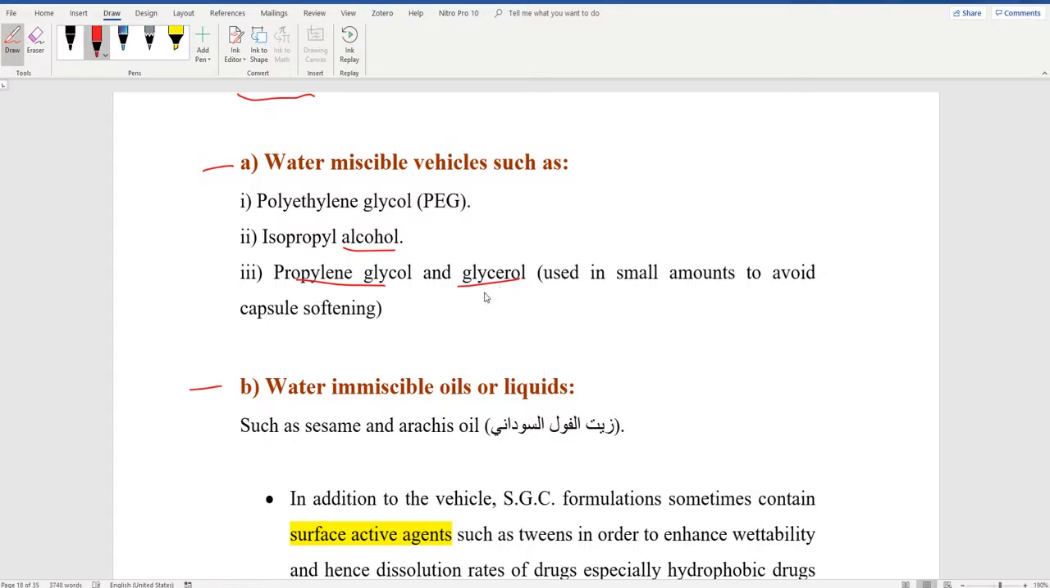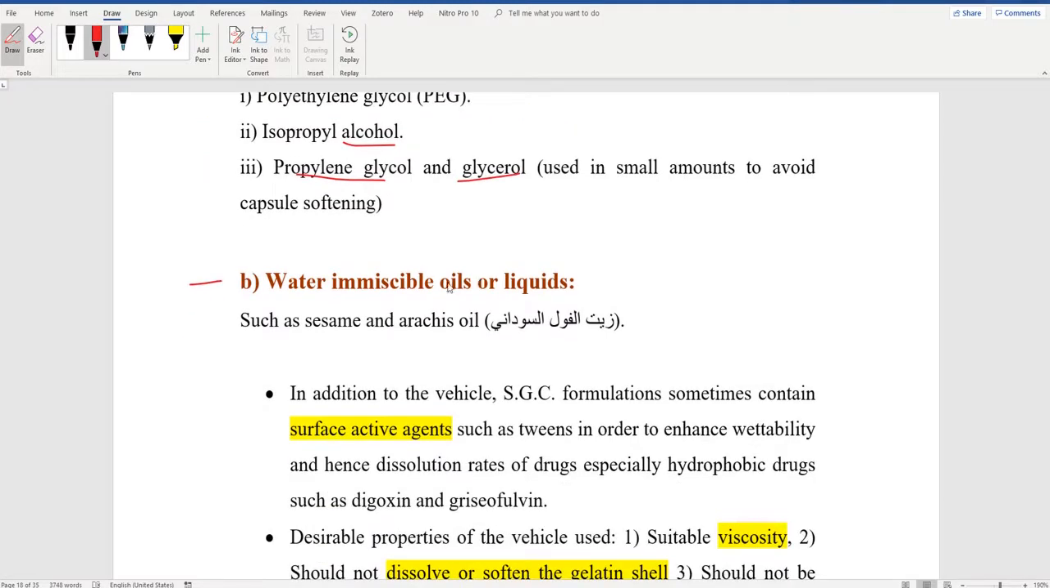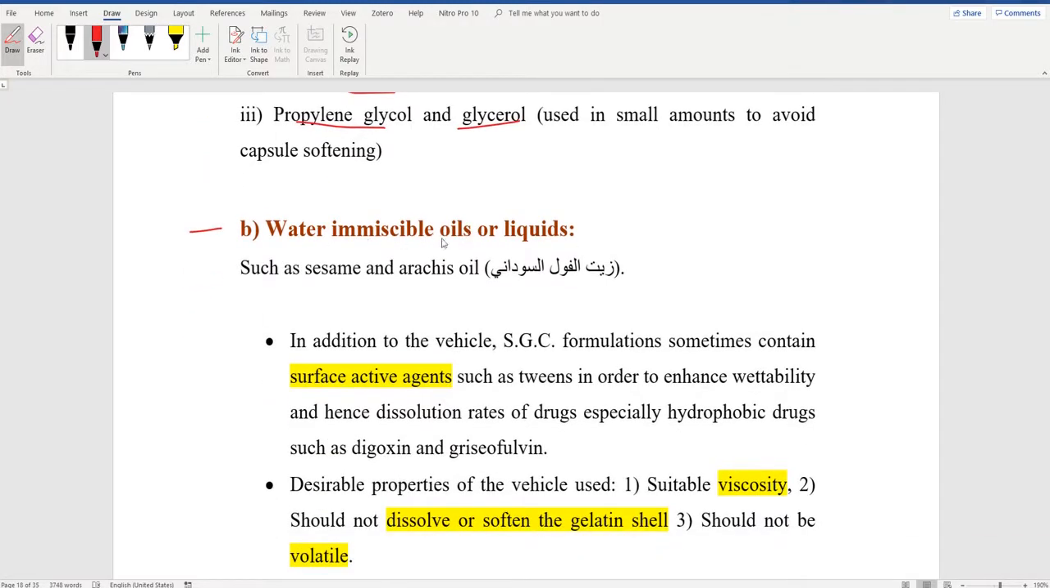Propylene glycol or glycerol, if you remember, are plasticizers because they are able to soften the capsule shell. If we want to use them, they must also be in small quantity. Now, water immiscible liquids are usually oils. Examples of these oils are sesame oil and arachis oil. Sesame oil is the oil of sesame, and arachis oil is peanut oil. It's the same thing.